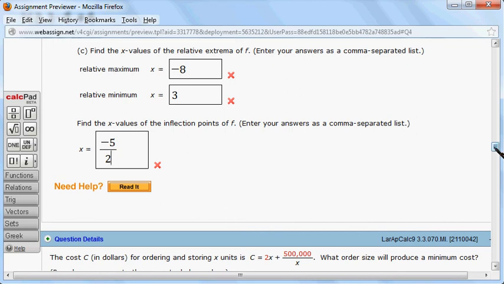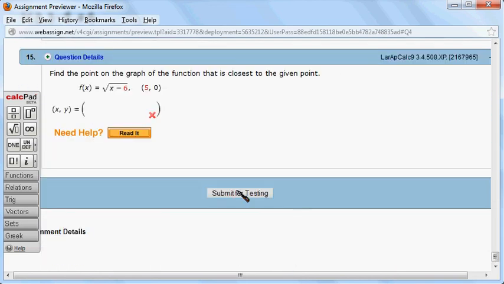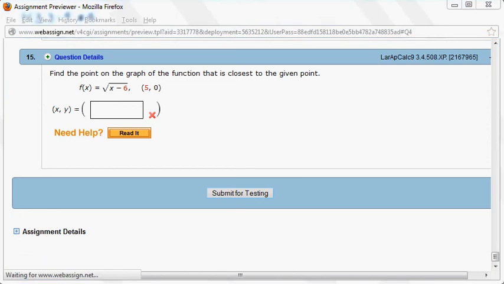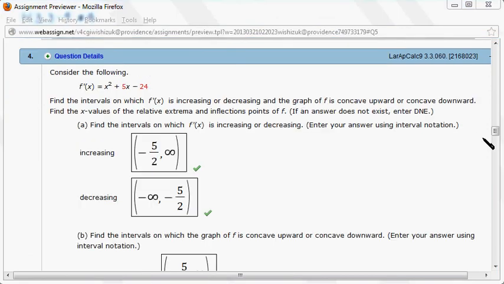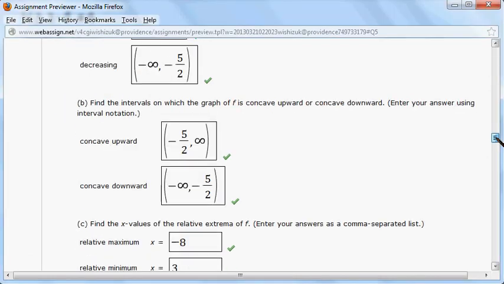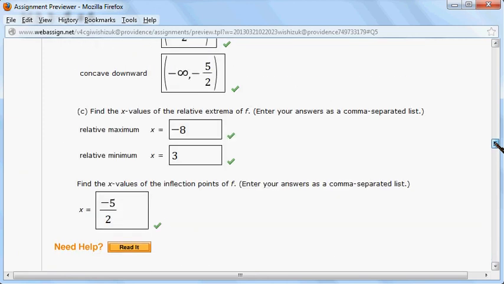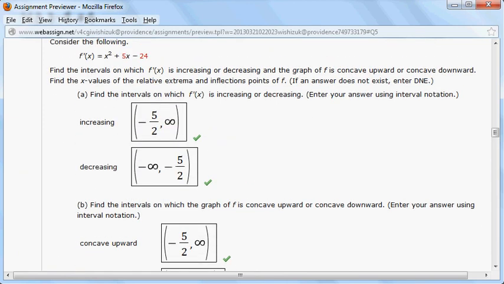Let's check the answer. Okay, it came back and looks like we did everything correctly. All right, that's it. I hope that this was clear.